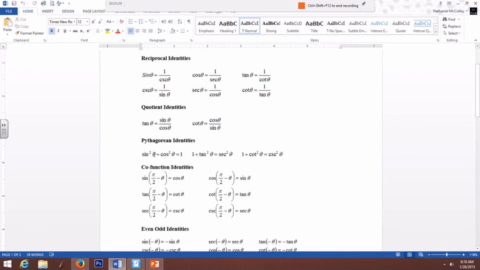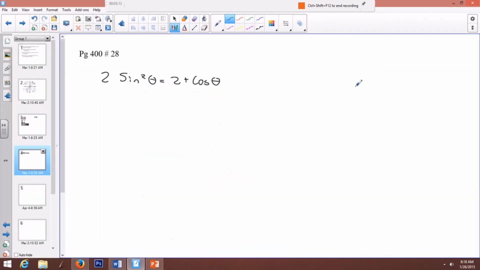So if I solve this for sine, I subtract cosine squared theta from both sides, and that gives me that sine squared theta is equal to 1 minus cosine squared theta. And so what I can do is take this expression and plug it in right here. I can replace this sine squared theta with 1 minus cosine squared theta, and that'll be equal to 2 plus cosine theta.